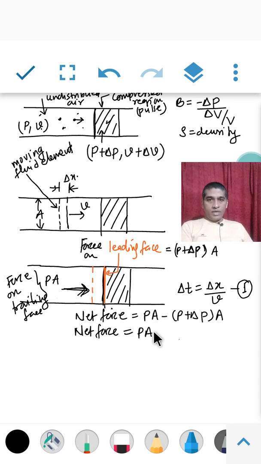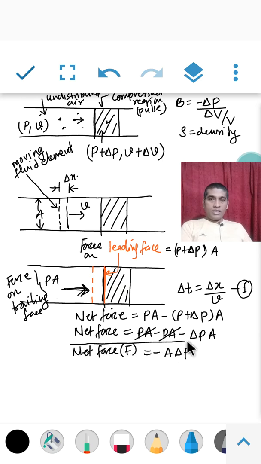So we get net force equals pA minus (p plus delta p) times A. So pA and this minus pA cancel, and we get net force, and let us call net force F, equals minus A into delta p, or A times delta p.